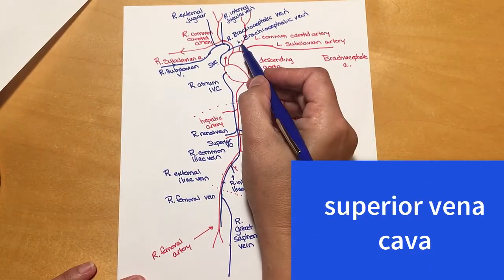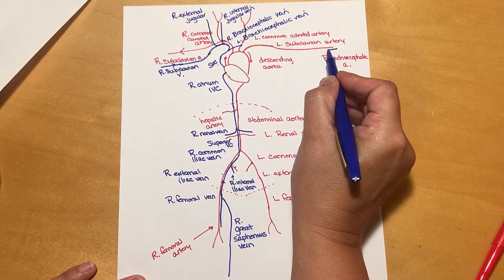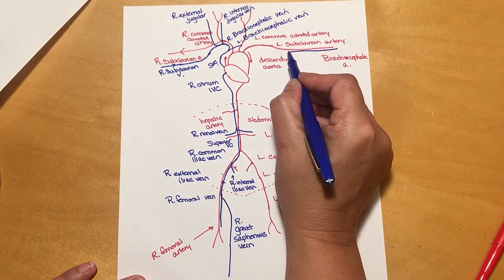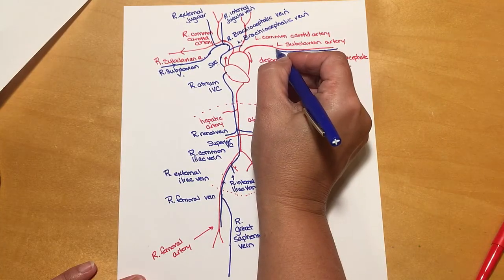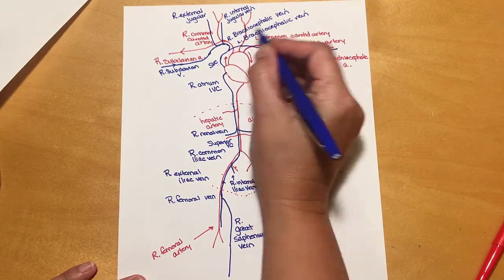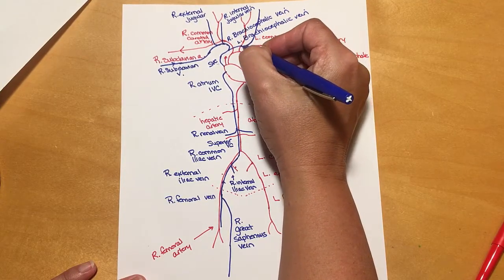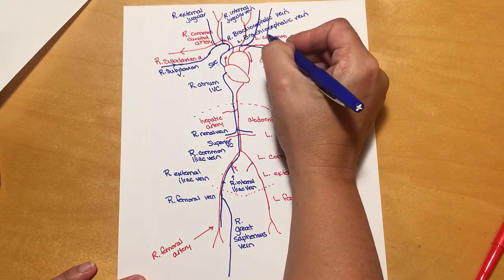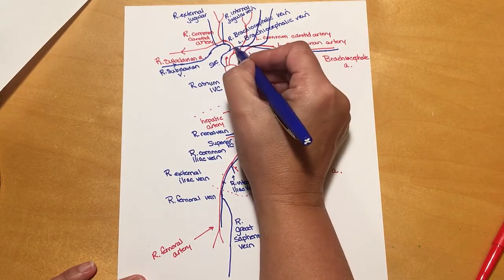Okay, so where did the left brachiocephalic vein come from? Same place. We're going to have a left subclavian vein running alongside the left subclavian artery, and it's going to join in with the left internal and left external jugular veins to make that left brachiocephalic.